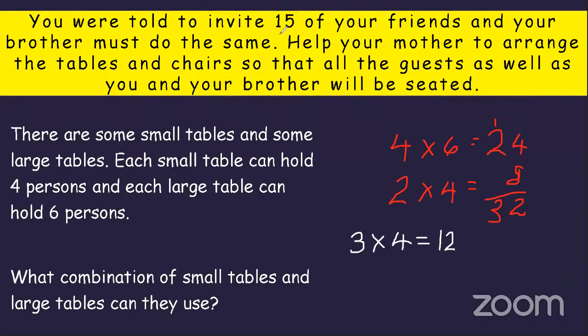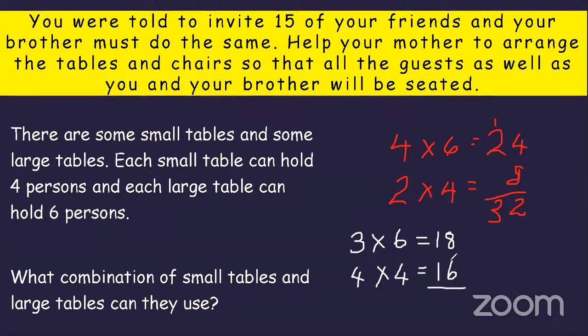So let us scrap this. 3 large, 4 small. So that means it's 3 times 6, which would be 18 persons. 4 small tables, so 4 tables times 4 persons at each table will give us 16 persons. So now we need to go ahead and see if this amounts to the 32 persons that will be there.